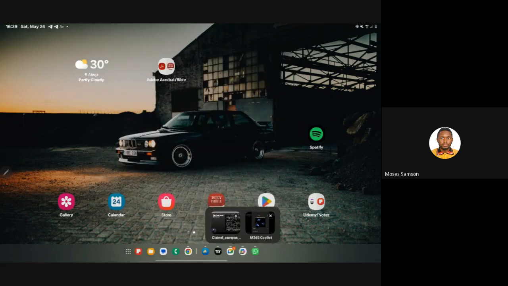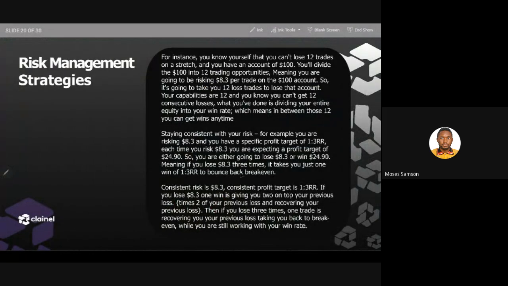So back to our risk management. Consistent risk of $8.30, consistent profit of 1:3. If you lose $8.30, one win gives you two times on top of your previous loss, recovering your previous loss. Then if you lose three times, one trade is recovering your previous loss, taking you back to break even. So having a risk management strategy is very important for a trader.